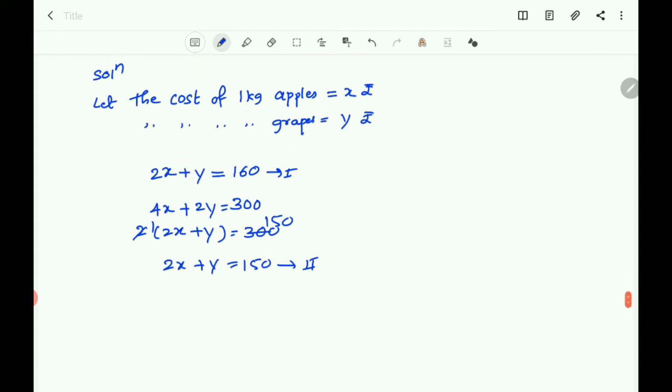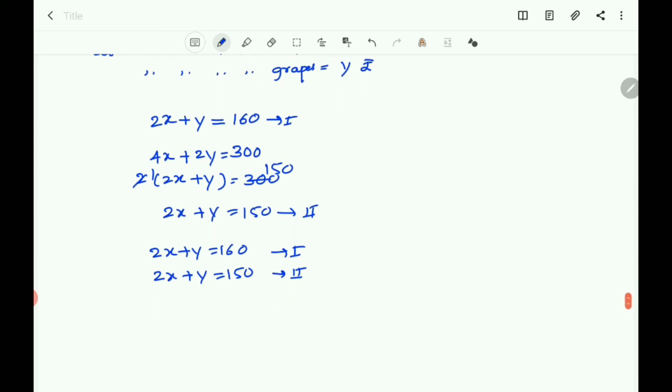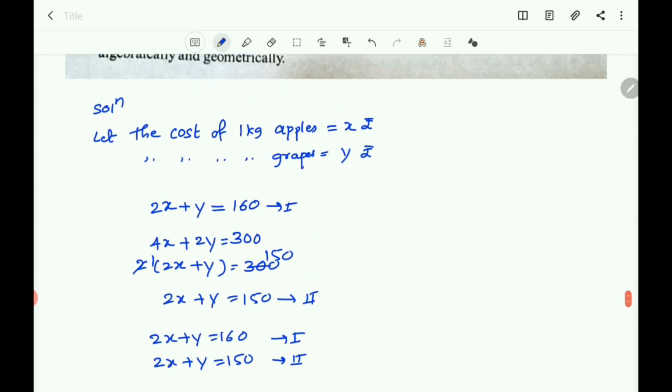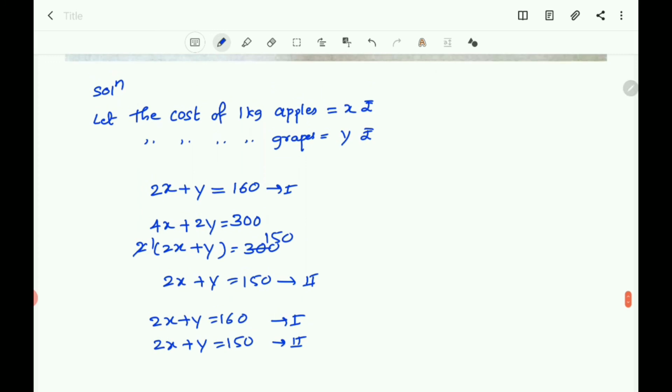Here you got first equation is 2x plus y is equals to 160. Second equation is 2x plus y is equals to 150. So this is the first one, this is the second one. So you got the algebraical representation of the situation.